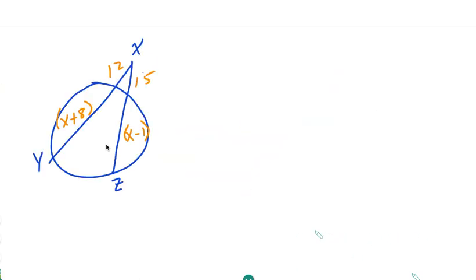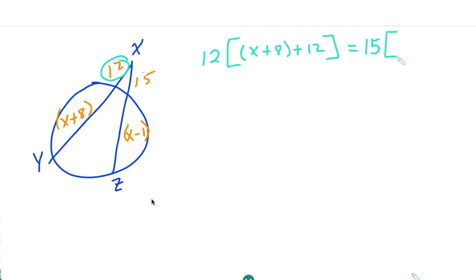All right, so let's go ahead and get started with this one. So I'm going to start with this secant here first. I'm going to start with the 12. So I'm going to have 12 times. And now I need to put the sum of the two parts. So I'm going to put the binomial inside the parentheses and sum the two parts. So I have 12, here's my 12, plus, and here's my binomial. Okay, that is going to equal 15. And now again, I'm going to sum the two parts, put my binomial inside a parentheses.